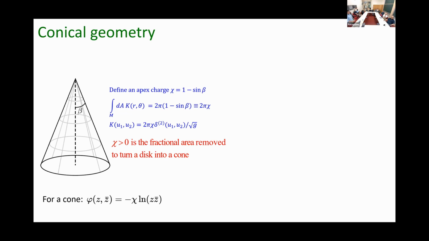And explicitly for a cone in these coordinates, phi is just minus chi log z z bar. So it's a log, and we'll see this log is very useful, this form, as a teaser.